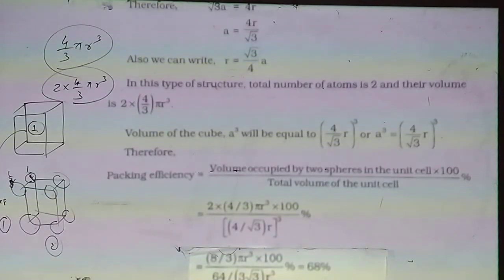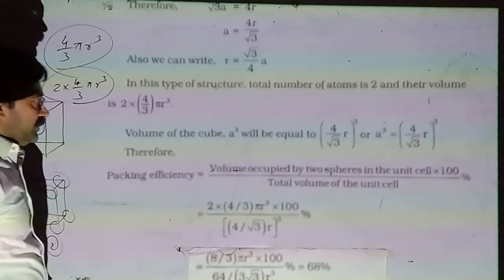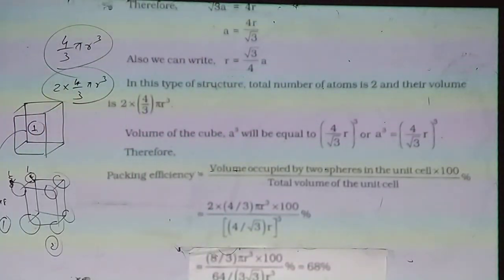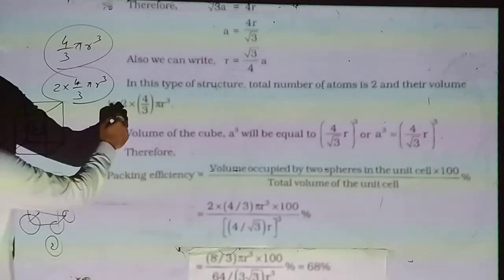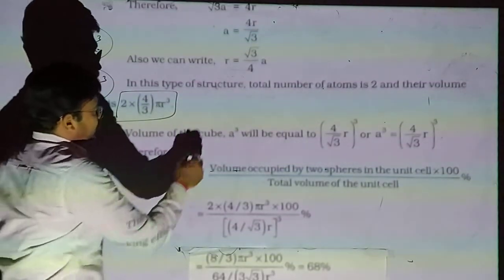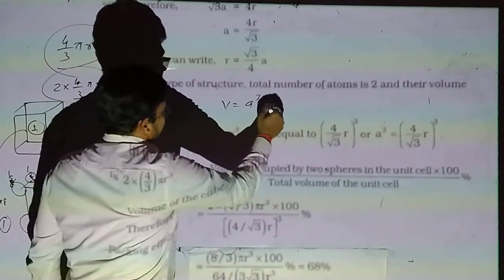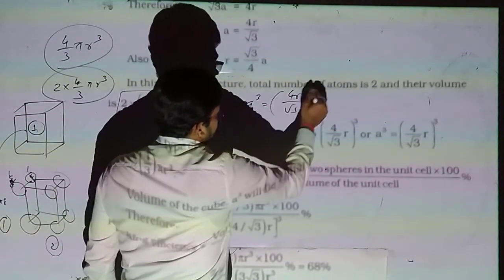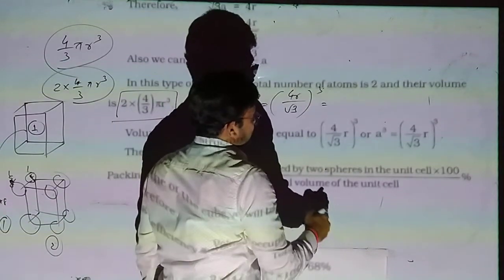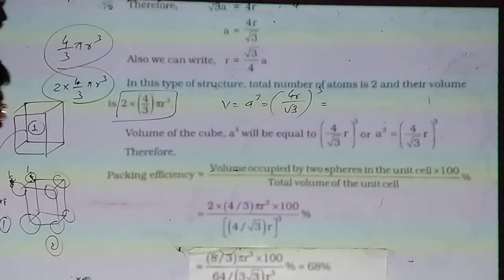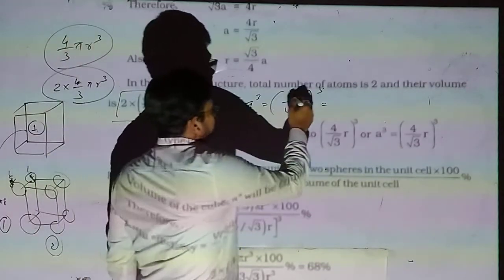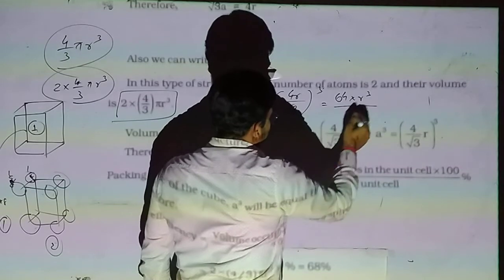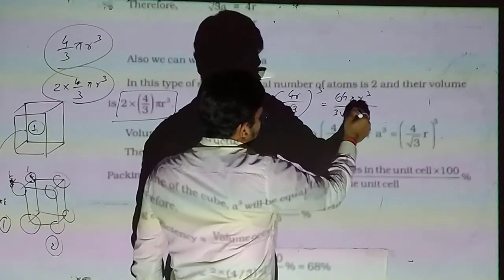The volume of the cube, a cube, will be equal to 4r upon root 3 all cubed. So cube of 4 is 64 r cube, over root 3 times 3, which is 3 root 3.